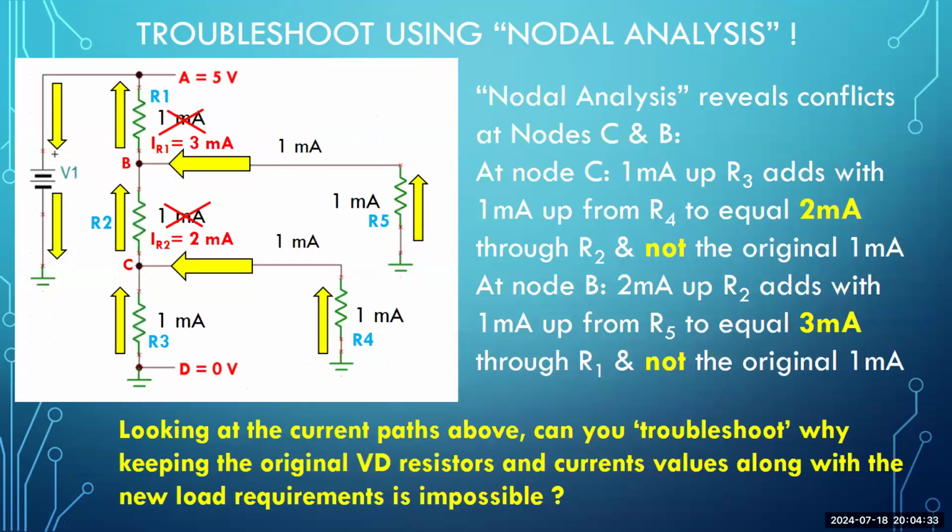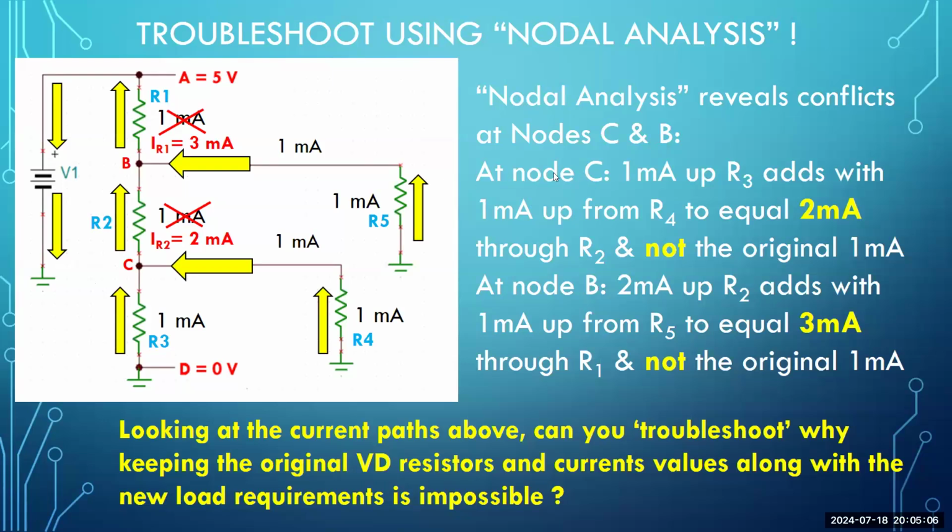Cool. Now let's see what we're going to do with this. Here we go. Pardon me. So nodal analysis reveals something to us. Nodal analysis reveals that we have conflicts that are going to happen at node C and node B. Let's take a look at what happens at node C.